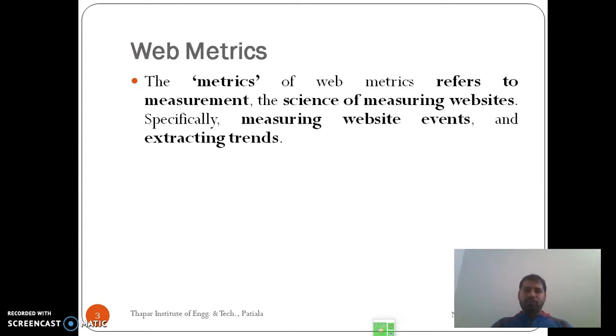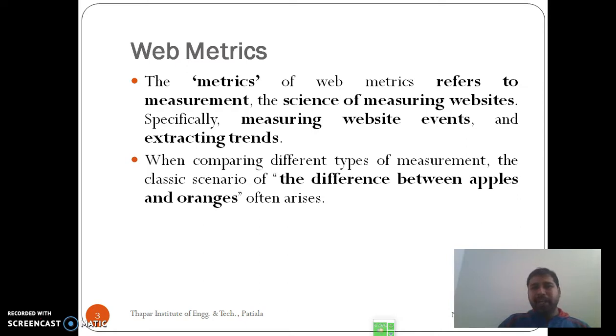So first of all, what is a metric? If you define it, a metric is a way to measure something. For example, length can be measured in meters, feet, kilometers, etc. Weight you can measure in kilograms, pounds, and grams. Similarly, we can measure the quality of websites. We can measure websites with the help of some metrics.